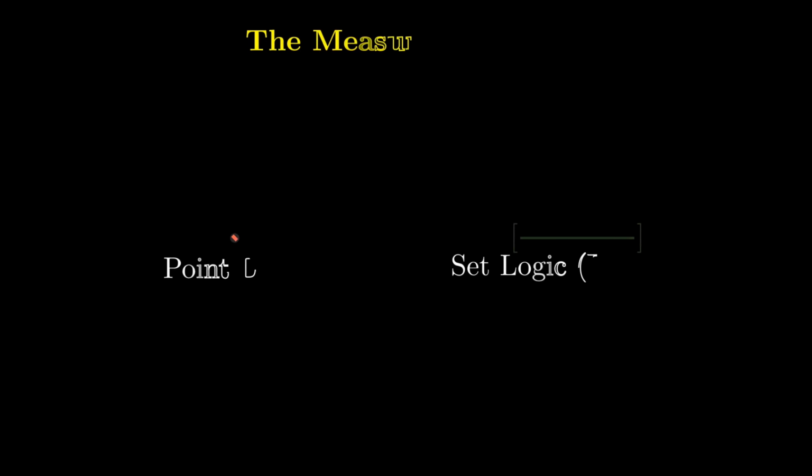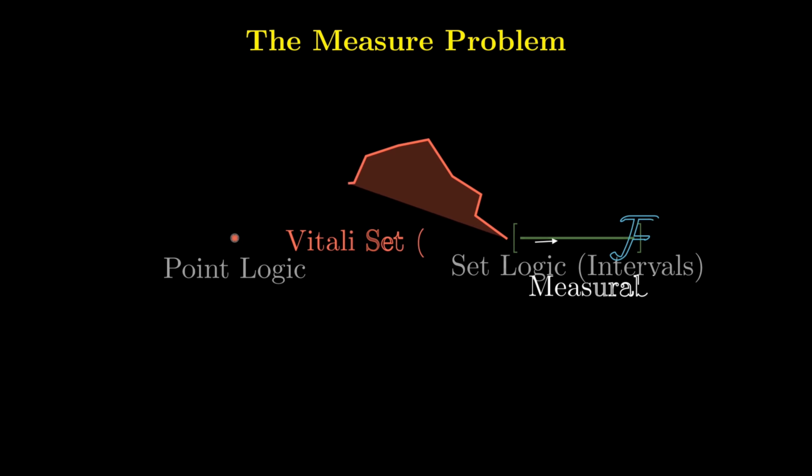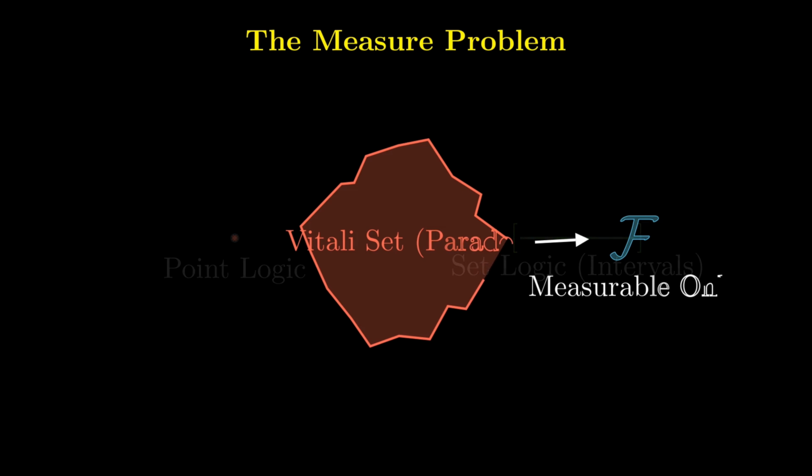Consequently, in uncountable spaces, probability is not a property of points, but of sets of points, or intervals. This shift from point logic to set logic introduces the measure problem. We cannot simply assign a measure to every subset of ℝ without encountering logical contradictions, such as the Vitali set. Thus, for uncountable Ω, we must restrict our attention to a specific collection of measurable sets, motivating the introduction of F. 2.3 Ω in stochastic processes.